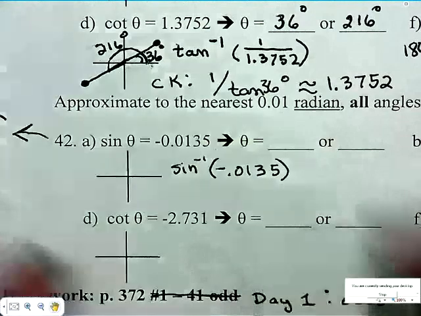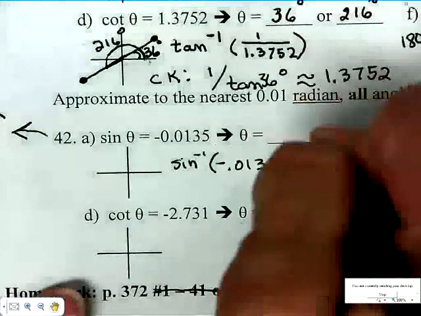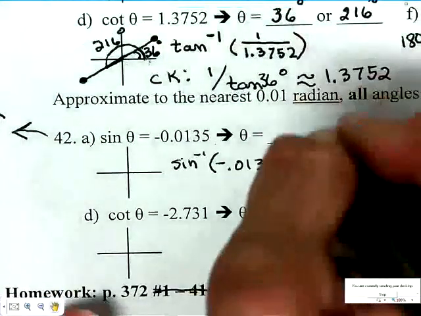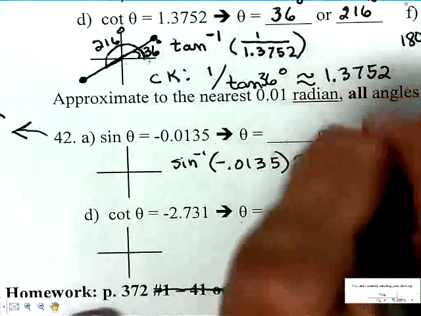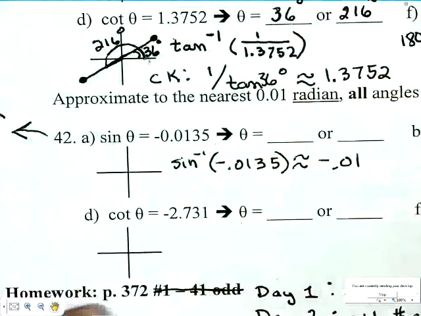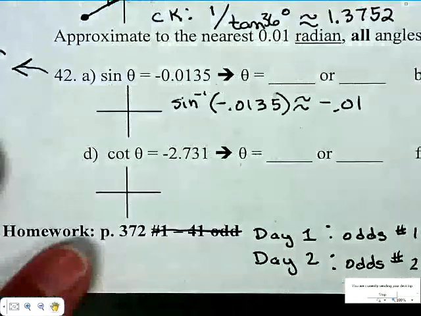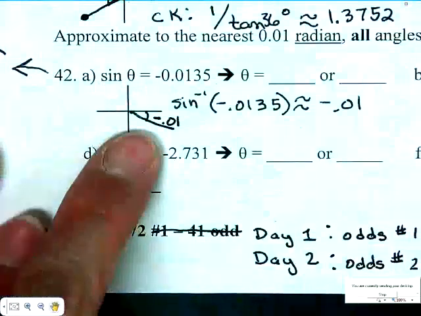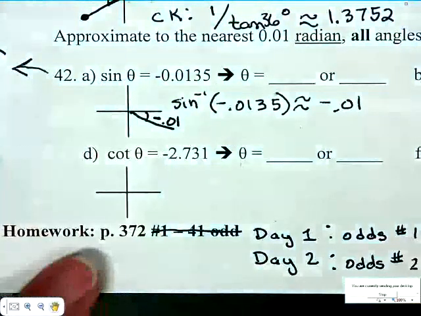So when my calculator gives me approximately negative 0.0, let's see, I'm going to round to the nearest hundredth, so negative 0.01. That's radians, and I have to think, but wait, that's not between 0 and 2 pi. It's a little bitty angle right here. What's the coterminal angle that is between 0 and 2 pi, or how would I get that coterminal angle?